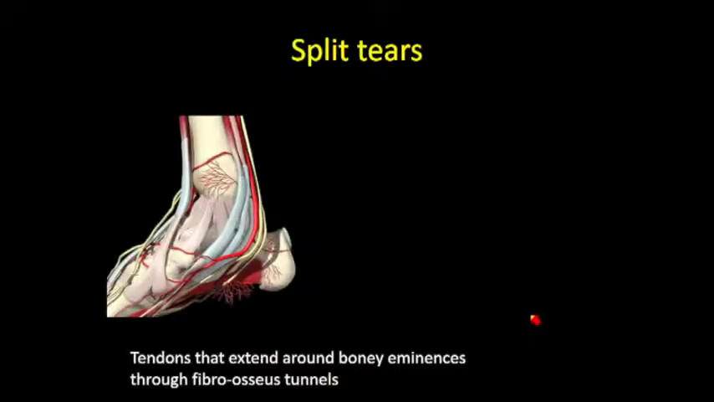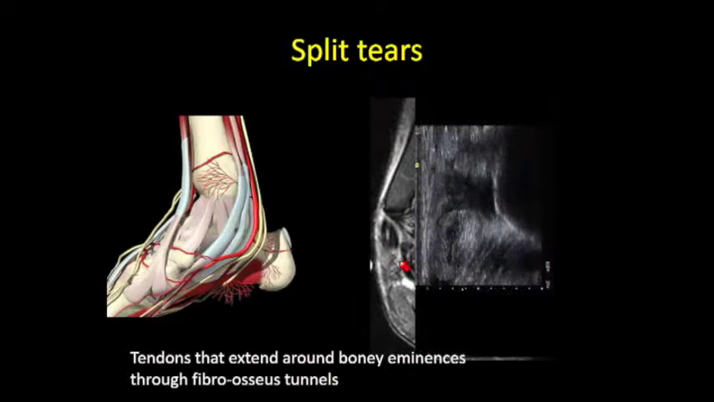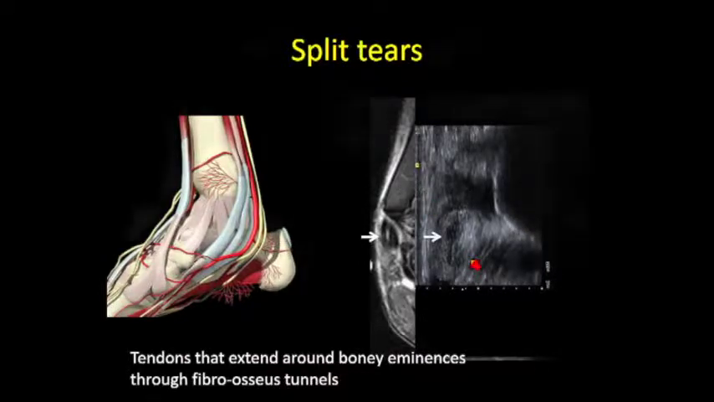Tears that extend along bony eminences usually occur due to pressure along those bony eminences. An example of that would be typical of patients in the foot and ankle. So this patient has pain along the medial aspect of the ankle. You see this is the posterior tibial tendon with a T2 bright linear area within the tendon. The corresponding ultrasound we see over here is this hypoechoic defect, and this is typical of what we see in these types of tendons, typically appearing as linear split tears.